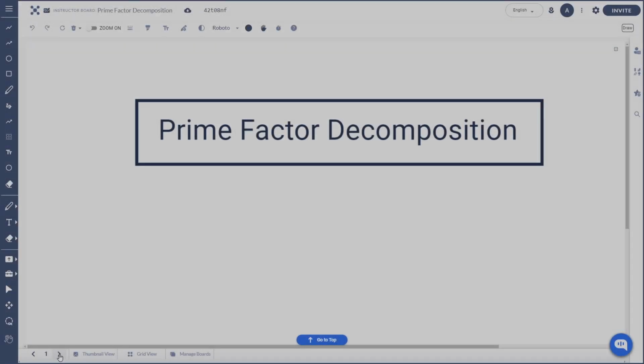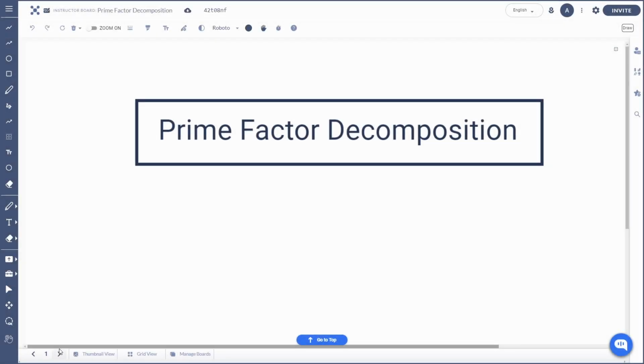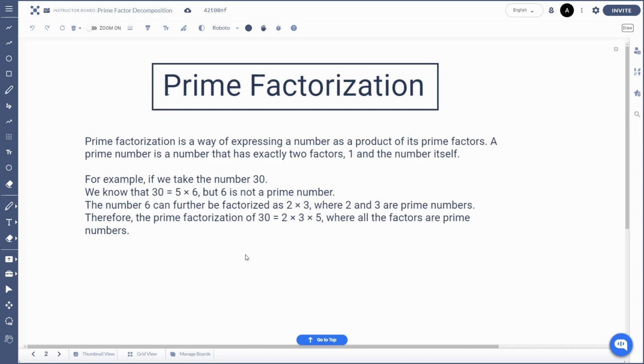Hello, dear students. In this lesson, we are going to talk about prime factor decomposition. Prime factorization is a method in which we express a number as a product of its prime factors. It's also called the fundamental theorem of arithmetic. We simply need to learn how to break down a number.